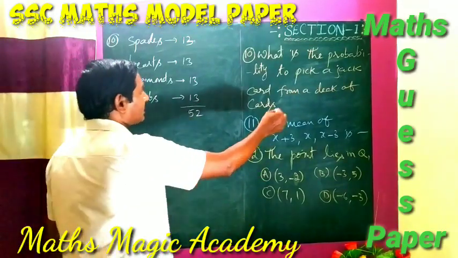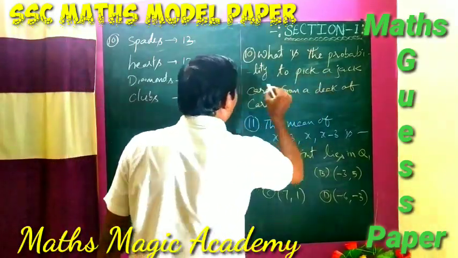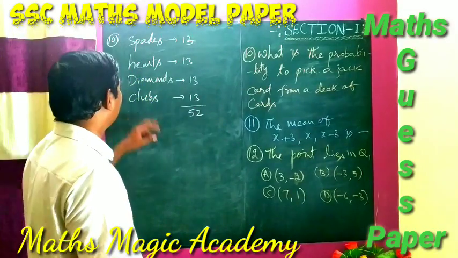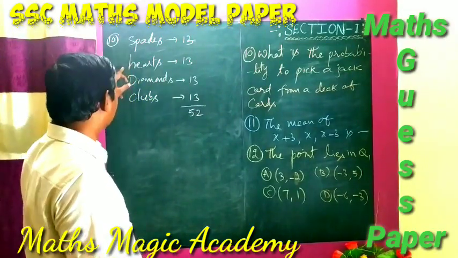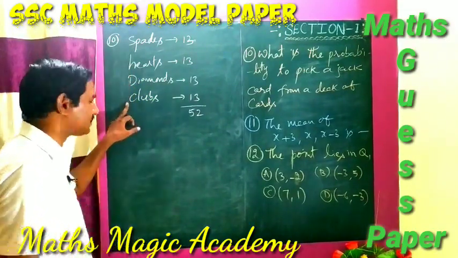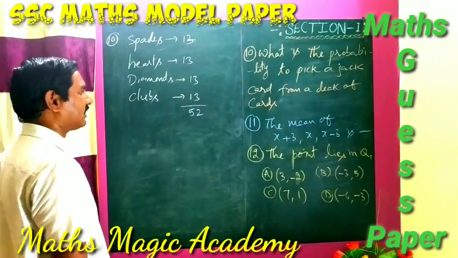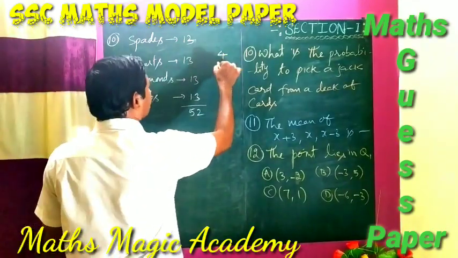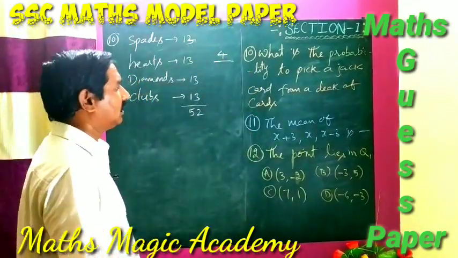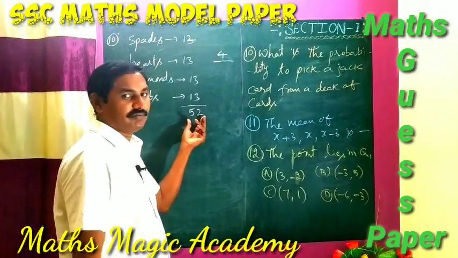What is the question here? Pick a jack card. How many jacks are there? In spades also a jack is there, here also a jack is there, here also, here also. How many jacks are there? 4 jacks are there. So the total possible outcomes are 52.